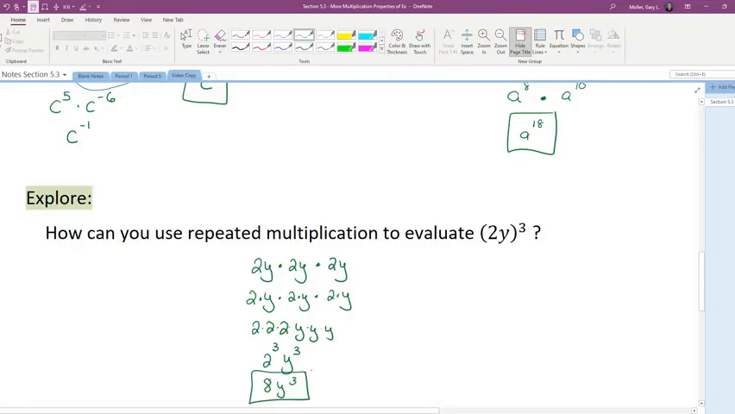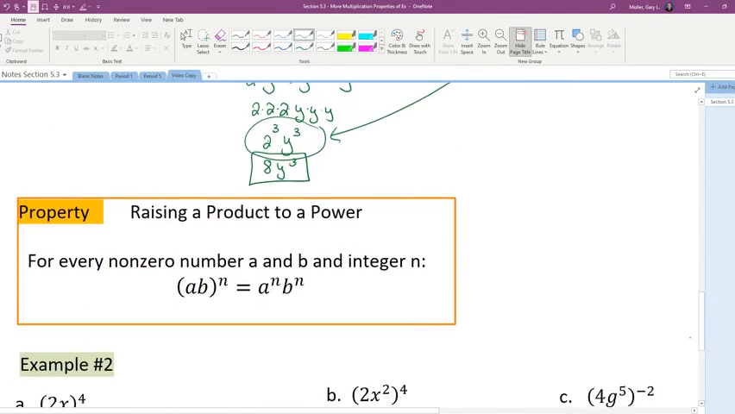So let's look at what we ended up getting right here, and let's compare it. If you were going to tell someone what we do in this situation, I hope you would notice that, hey, all this means is that the 2 is going to get the exponent of the 3 and the y gets the exponent of the 3. It means 2 cubed and y cubed. That's it. So that brings us to our second rule of the day.